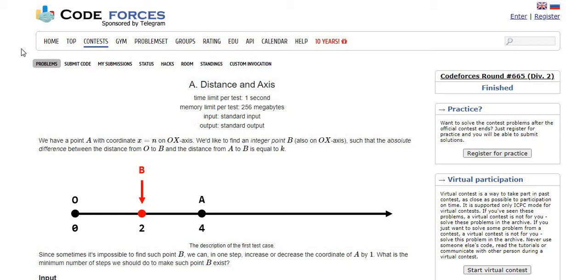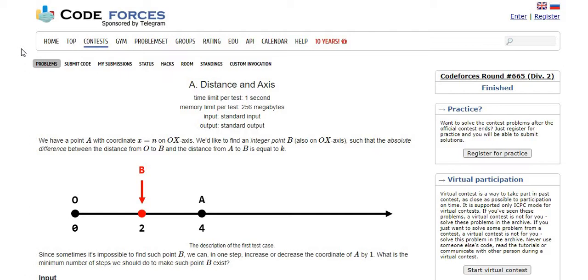So today we are going to discuss a problem from Codeforces Round 665 Division 2. This is problem A, Distance and Axis. Here we are given two integers as input, that is a point A and the absolute difference K. What we have to do is find out the B.